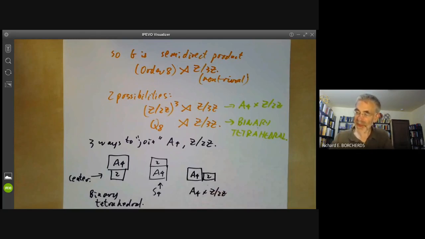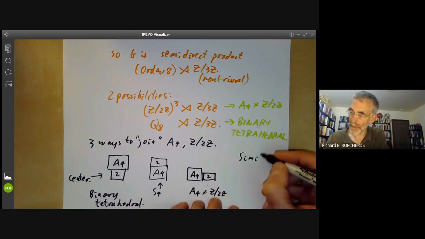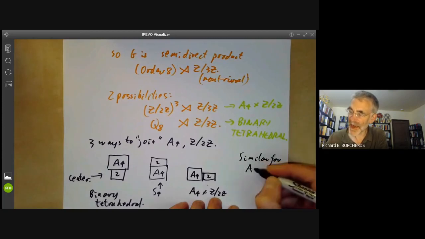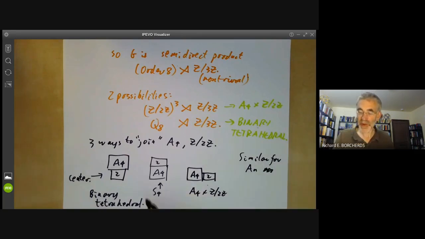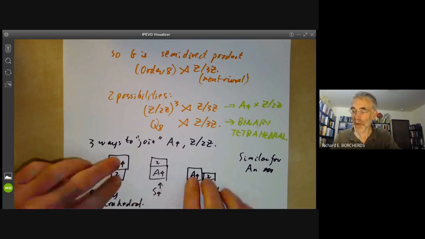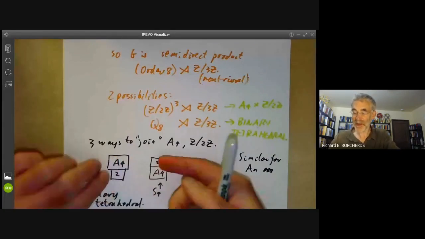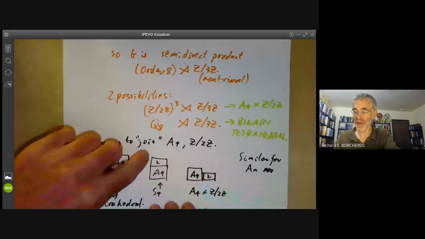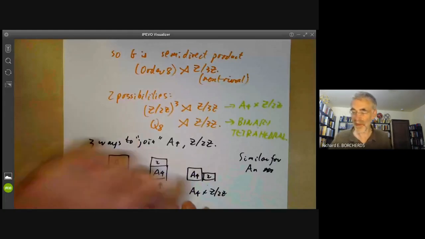And this similar thing happens for alternating groups An for other values of n greater than 4. You usually find there are three ways to join them together, except sometimes, when we discuss the alternating group A6, we'll find there are some extra things you can do. But all the alternating groups An have three ways of gluing them together with a group of order two. You can either put a group of order two on top or on the bottom or by the side of the A4.